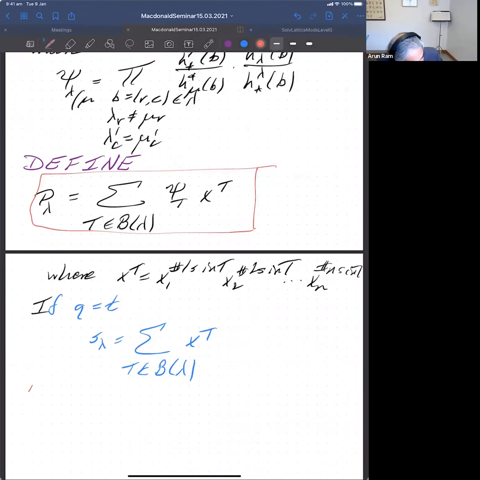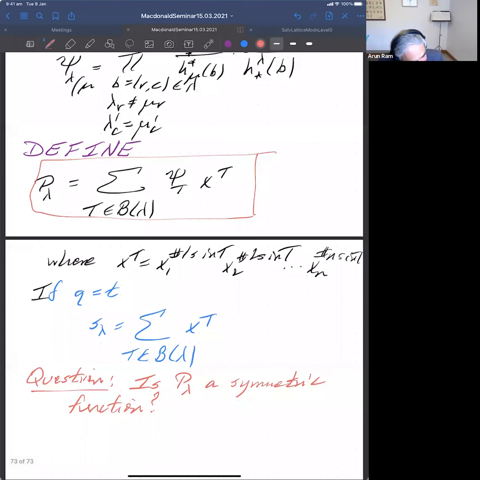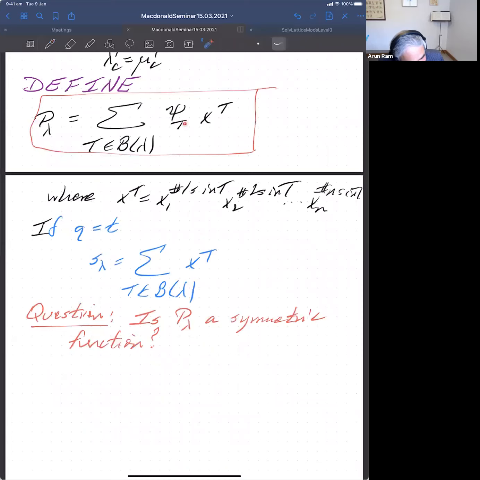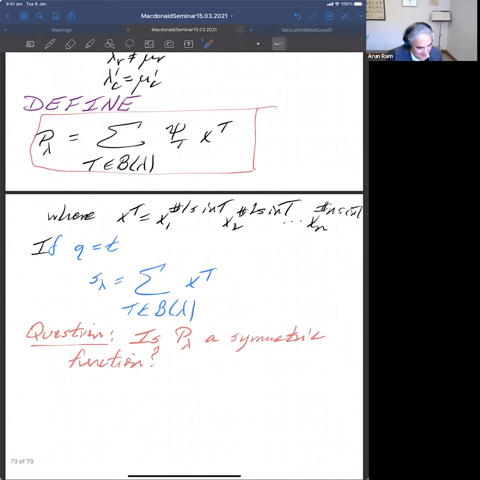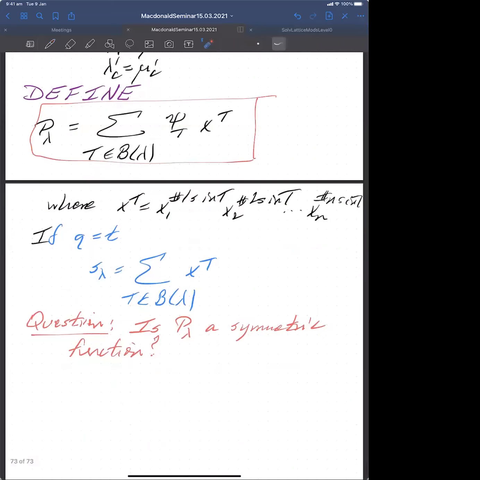So, question. With this definition, P lambda, of course, if we go from DAHA or from some other theory, then of course we know that P lambda is a symmetric function. But with this definition, it's not clear at all. You have to show somehow that these constants are symmetric under the permutation of the variables.